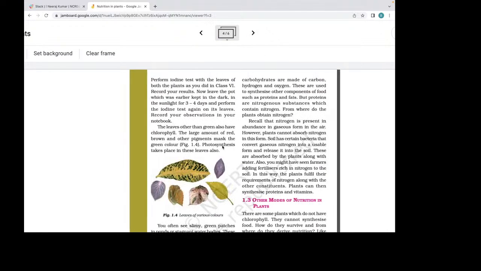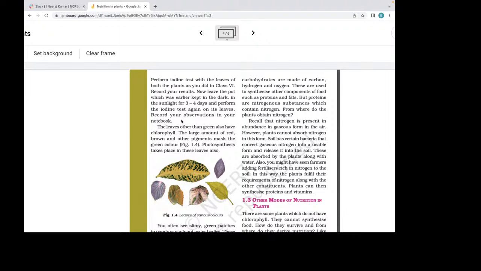So let's see what happens. Perform the iodine test with the leaves of both the plants. आप उस पर आयोडीन टेस्ट कर सकते हैं दोनों की लीव्स पर, and then you can record your results. Now leave the pot which was earlier kept in the dark in sunlight for 3 to 4 days and perform the iodine test again on its leaves.